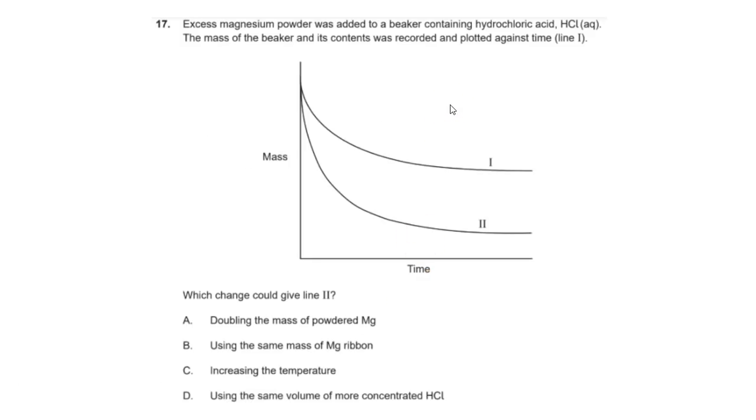Excess magnesium powder was added to the beaker containing hydrochloric acid. The mass of the beaker and its contents was recorded and plotted against time. Which change could give line 2? First off, since you're using excess magnesium powder, changing magnesium powder is probably not going to do anything. We have to look at the limiting reactant, which is the hydrochloric acid.